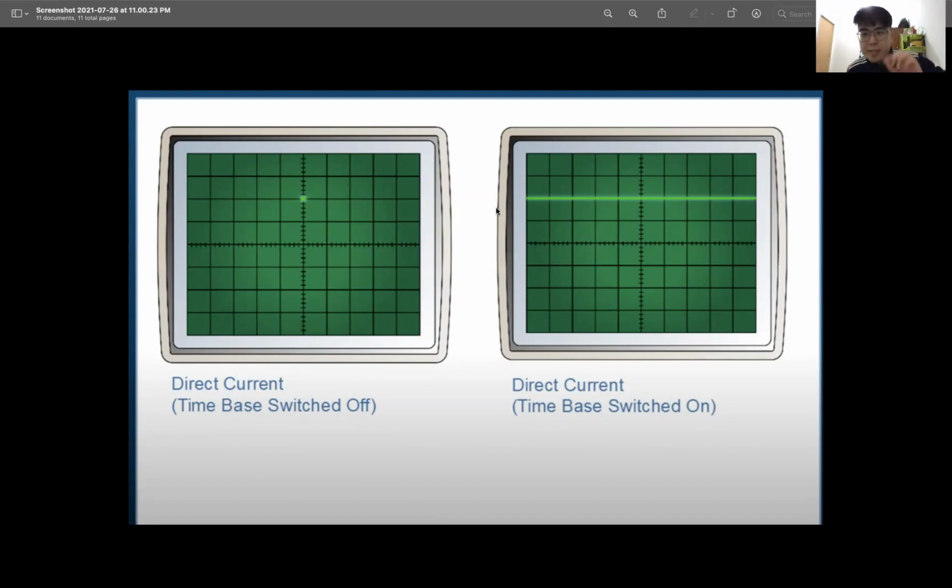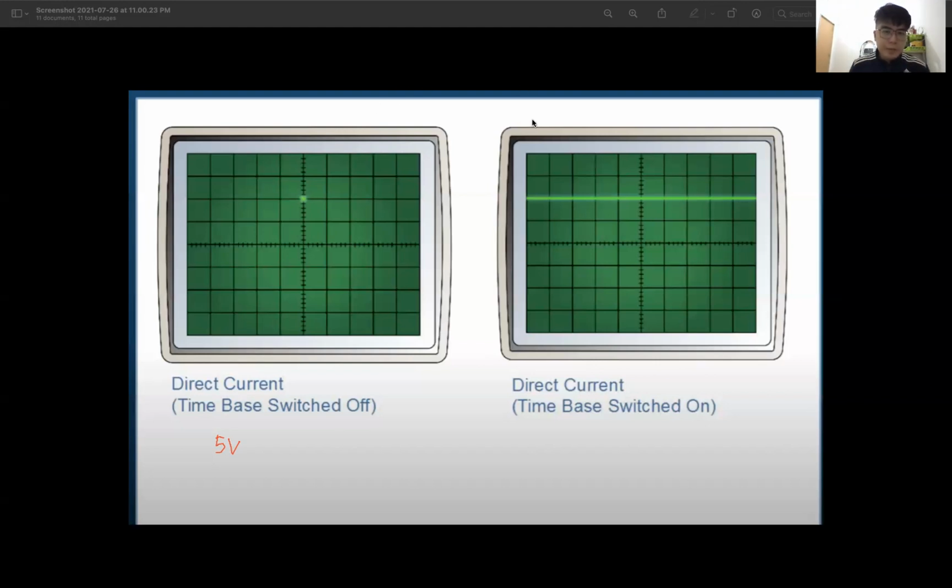So direct current also, because direct current is not moving as well. Direct current has fixed voltage. So if it's 5 volt, then it's 5 volts. It's not the same as alternating current, which is changing. It increases and decreases, increases and decreases. Direct current is fixed. So when you connect direct current to the oscilloscope, you can see one dot only when the time base is switched off, because it's not moving and the Y plate is deflected to only one side. So the dot is up here.